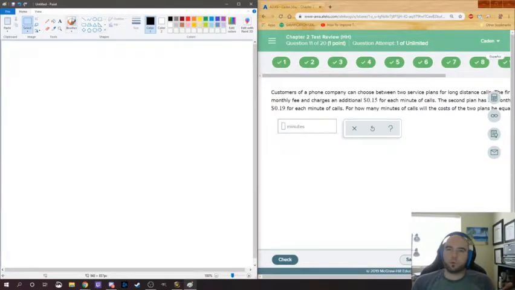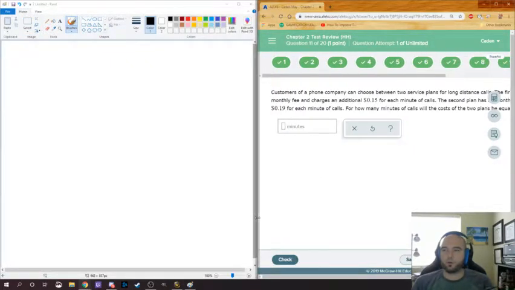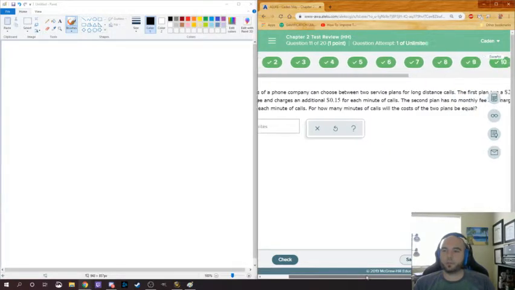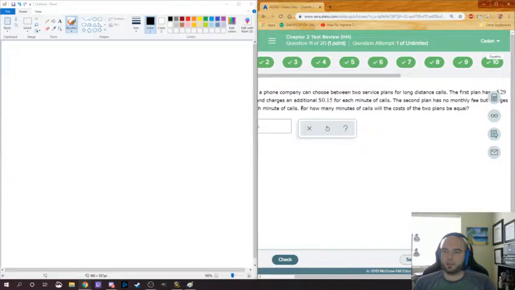We're cruising. We're on question 11. Alright, so question 11 is a word problem. Now, the key to the word problem isn't you solving it. I know you could probably handle that, but what people usually can't handle is the setup. So I'm going to be deliberate on this one. Go right to the end. Answer the question: for how many minutes of calls will the cost of the two plans be equal?